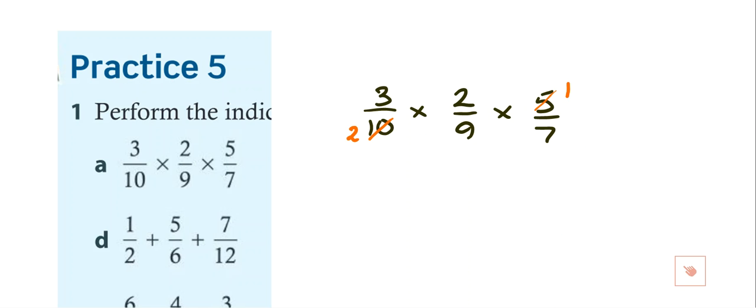Now we can simplify the 2 and the 2, so that becomes a 1 and a 1. 3 and the 9 becomes 1 and 3. Okay? Nothing else. So now we've got 1 times 1 times 1 is 1. Technically, 1 is 1 times 3 times 7. 21. So that's your answer.